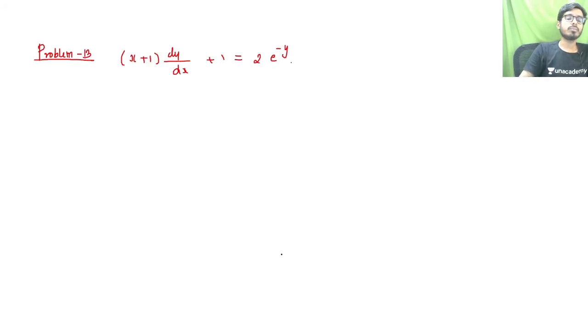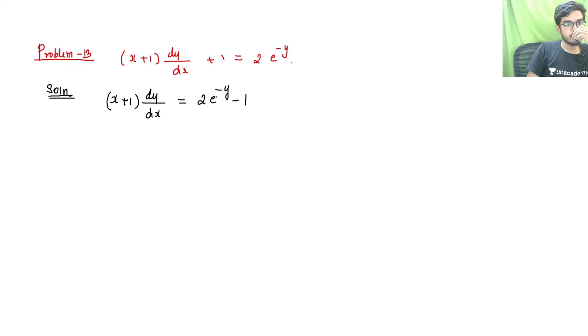Problem 13. Solve x plus 1 dy by dx plus 1 is equal to 2 e power minus y, right? Solution. So what we will do is we will just keep x plus 1 dy by dx, and take 1 to that side. So we will have 2 e power minus y minus 1, right?